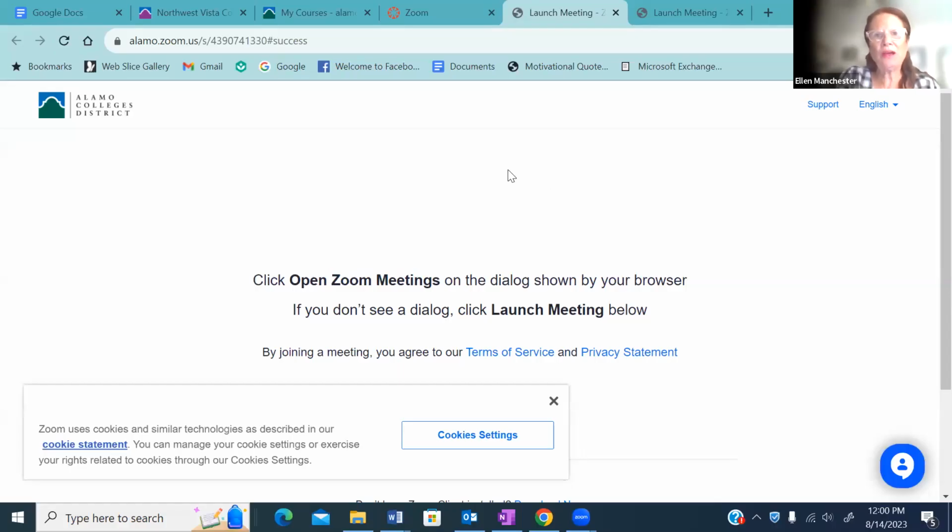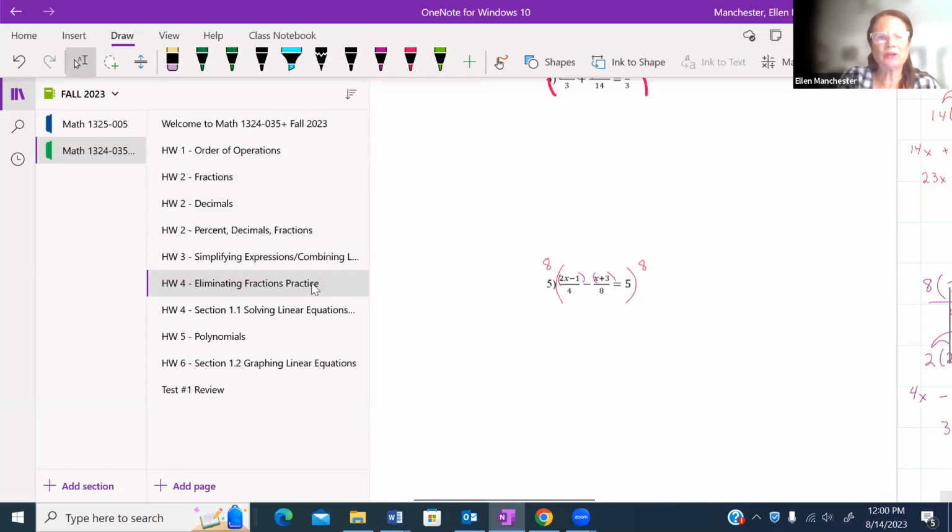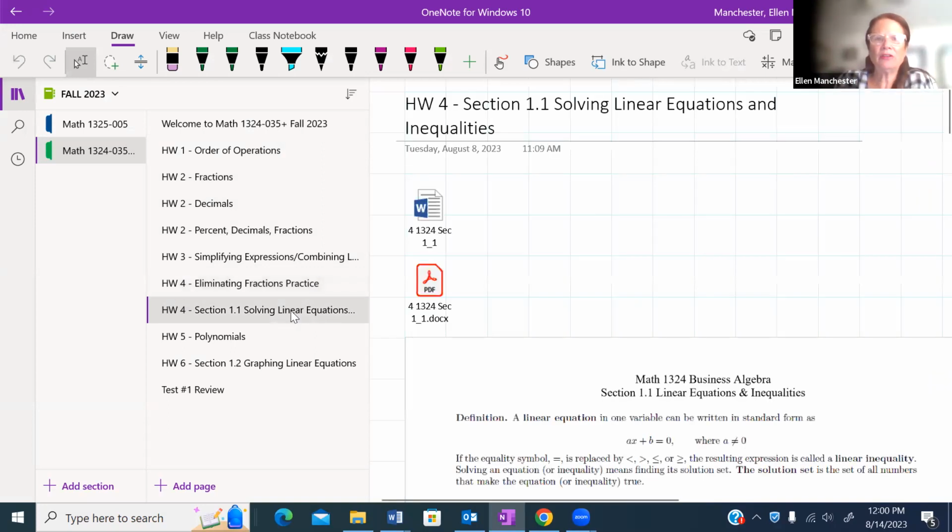Hopefully this is working well for you so that when you are working through this process, you can go back and watch the videos again. You can use your Help Me Solve in MyMathLab. There are lots and lots of resources.